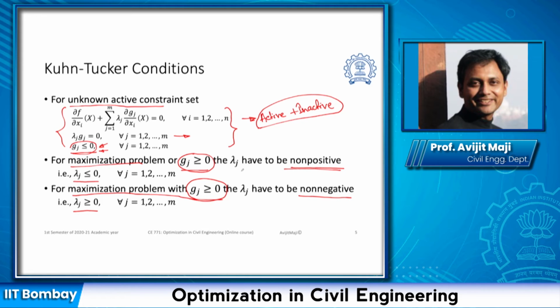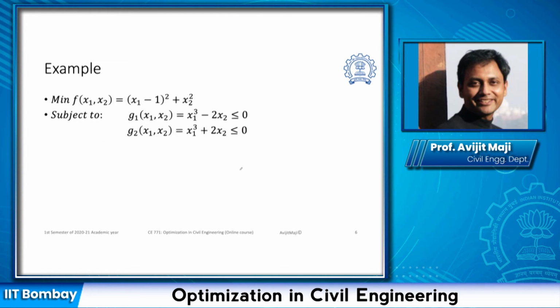Now we'll try to understand this with an example. Here is the example where we want to minimize this particular function for these two inequality constraints. This is quite clear. It is a circle whose center is at (1, 0), and these are the two constraints, which are third-order polynomials, and both are less than or equal to 0.